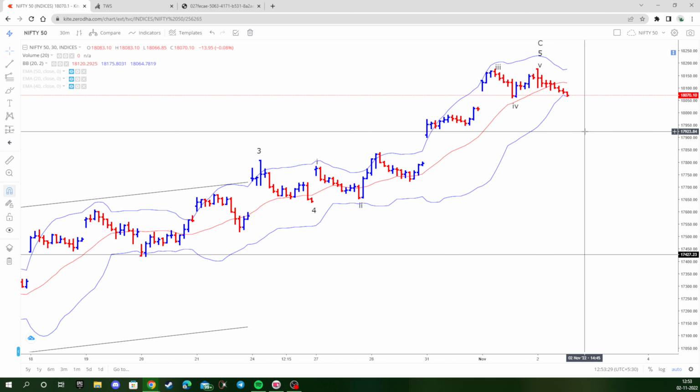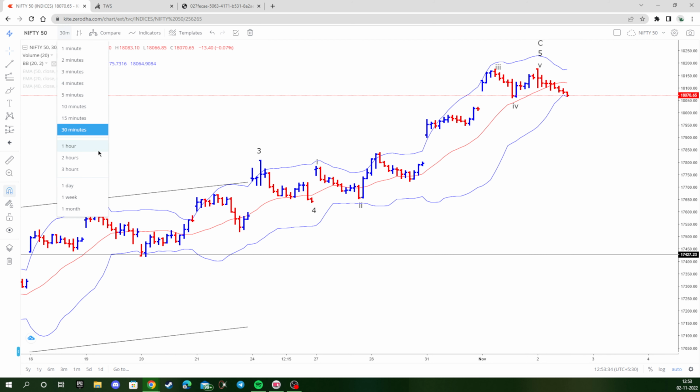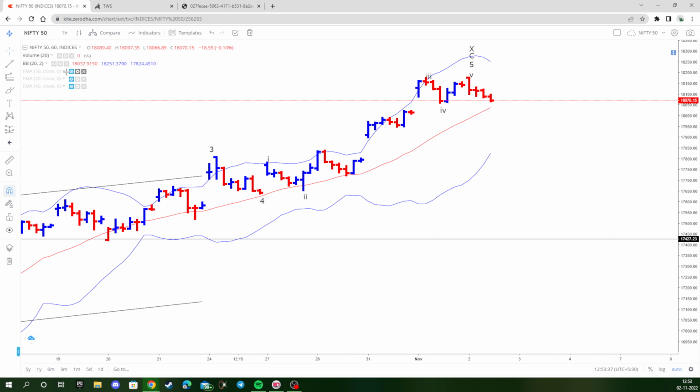So wave 5 done is probably what I think right now. To confirm this, we have the 30-minute indicator as well as the hourly indicator turning to the sell side. If I show you the 50 EMA, it is around 17,849, which would be around 200 points higher from here, but from a swing perspective, it is not very far. And the 20 EMA is around 18,027. So that's roughly 30 to 40 points higher from here.